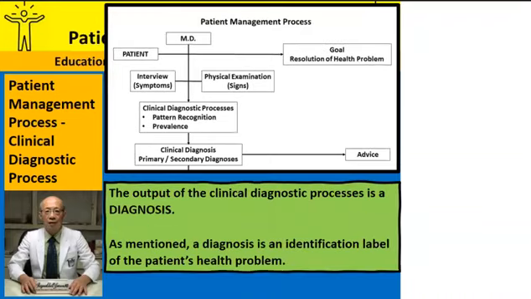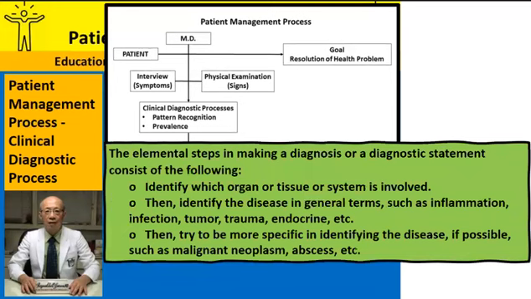The output of the clinical diagnostic processes is a diagnosis. As mentioned, a diagnosis is an identification label of the patient's health problem. The elemental steps in making a diagnosis or a diagnostic statement consist of the following. Identify which organ or tissue or system is involved, then identify the disease in general terms such as inflammation, infection, tumor, trauma, endocrine, etc. And then try to be more specific in identifying the disease, if possible, such as malignant neoplasm, abscess, etc.